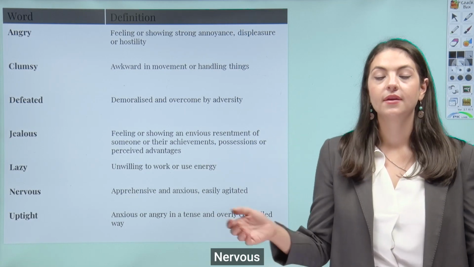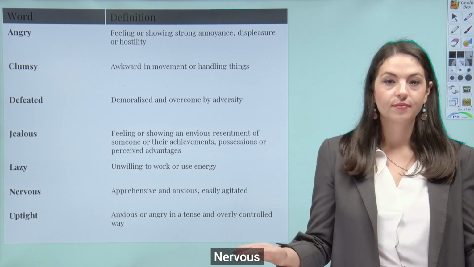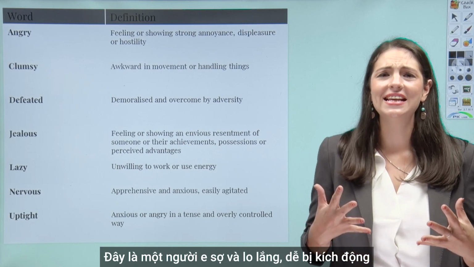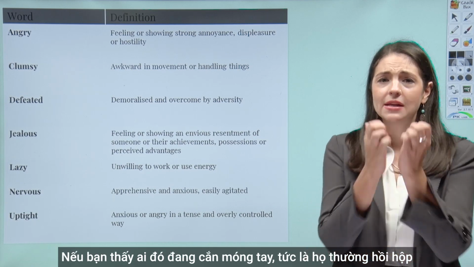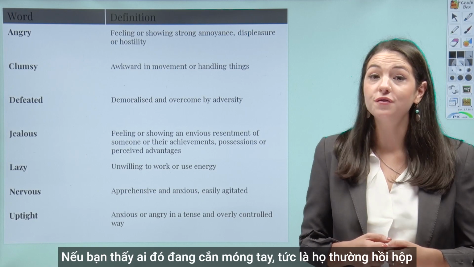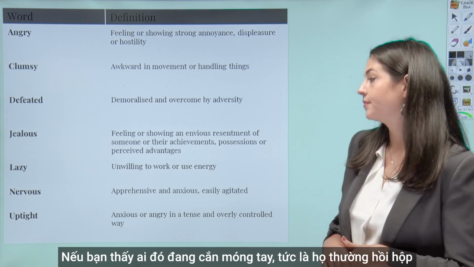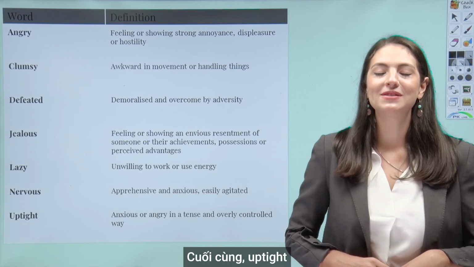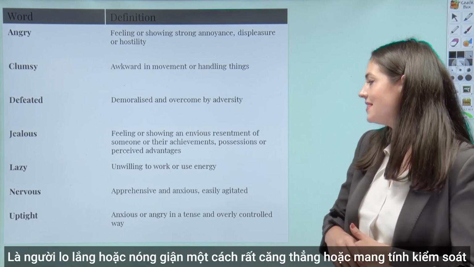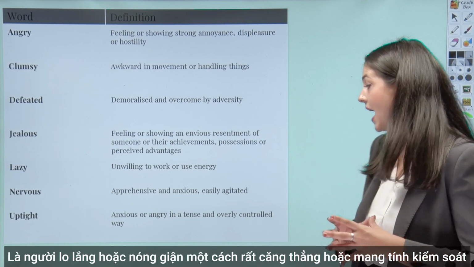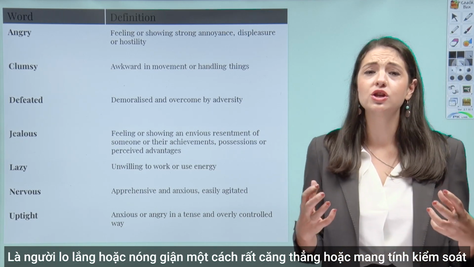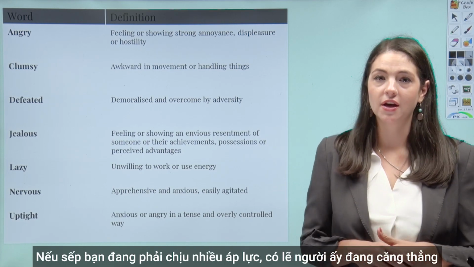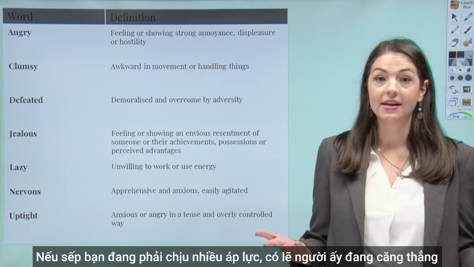Nervous. This is someone that is apprehensive, anxious, and easily agitated. If you see somebody biting their nails, they are often very nervous. And finally, uptight. This is someone that is anxious or angry in a tense and overly controlled way. So maybe if you have a boss that is under a lot of pressure, they may be uptight.